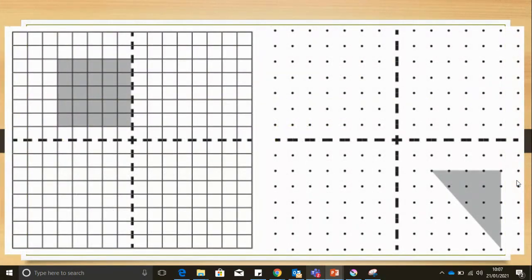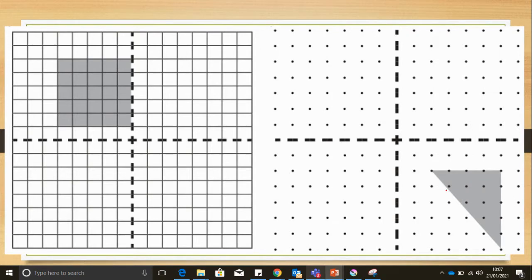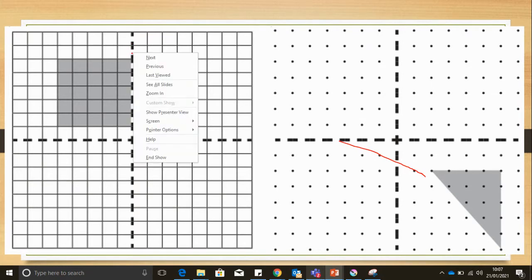Okay, so here I'll give you a quick demonstration, a quick modelling session. So let me just get my pen on. We have got a square over here, and what we need to do is reflect it. So imagine that the axis down the middle is a mirror line. I'm going to try and do this as straight as possible.